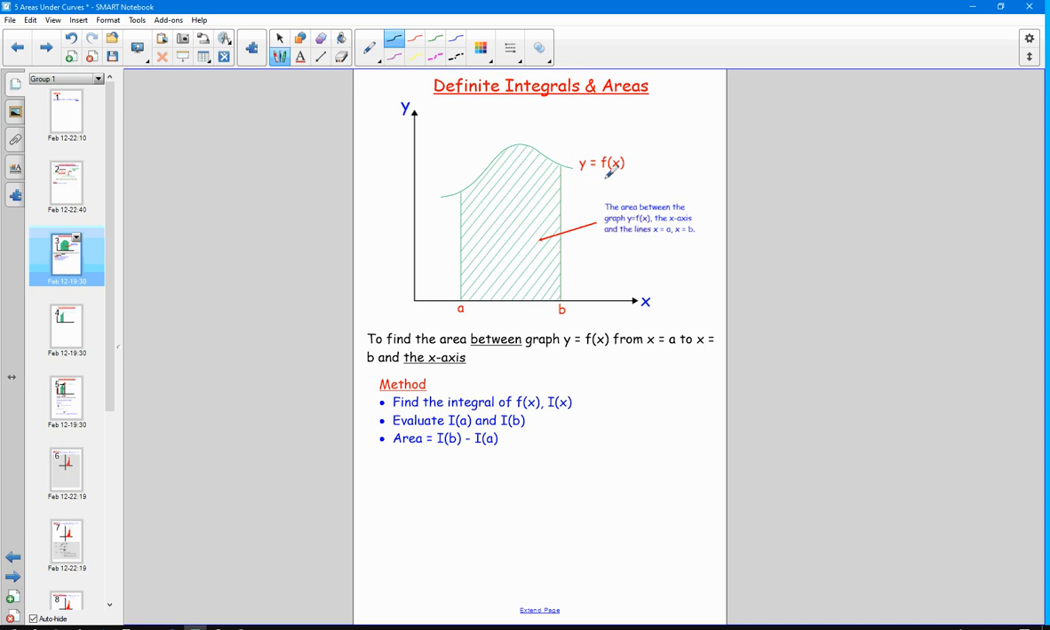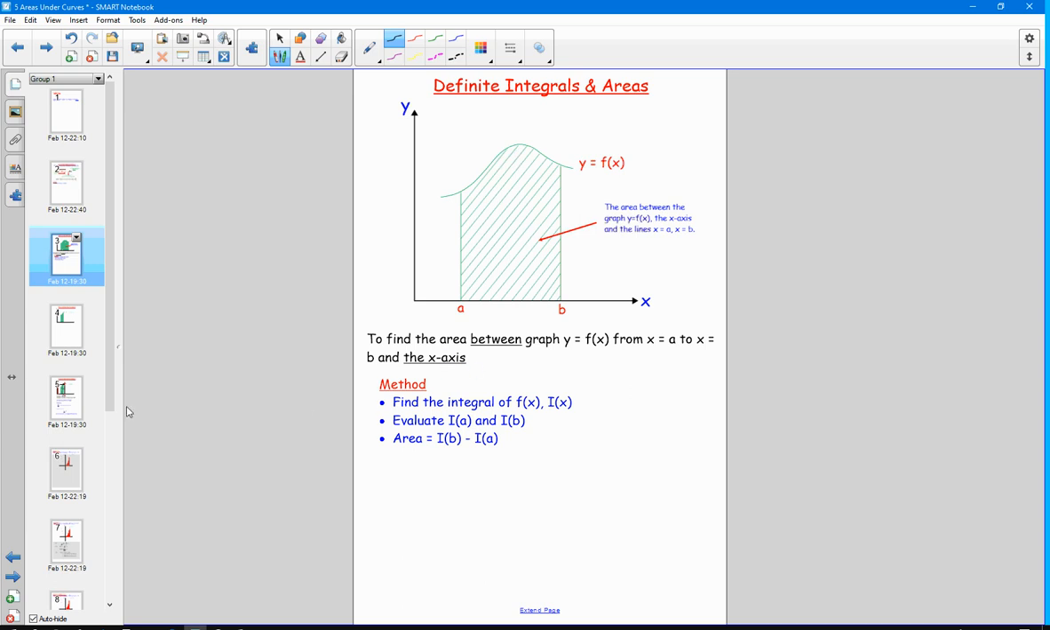So in terms of using this process to find areas, it's exactly the same as what we did last lesson. We're going to integrate our curve, the function, to give us the integrated function I of x, and then we're going to evaluate that between these 2 points, using the point x is b and the point x is a, and that gives us the area between the 2 points.